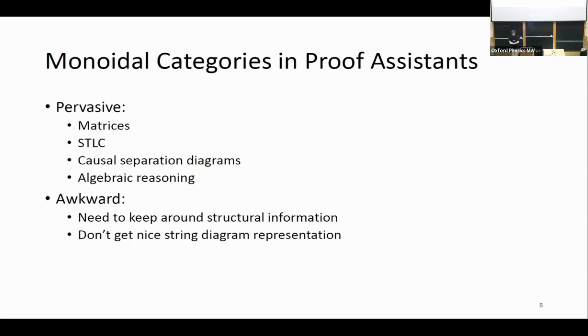But there are these awkward things working with this in proof assistants that you need to keep around all this structural information that makes it really annoying to do the types of proofs you want to do on paper, and you don't have a nice string diagram representation. And it's not even obvious how you would interface with a proof assistant to do purely diagrammatic proof. So to address this, we created ViCAR.